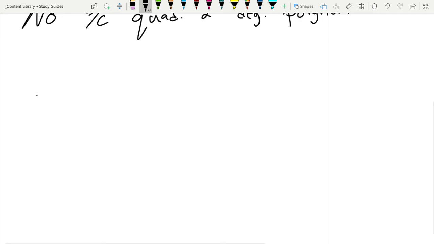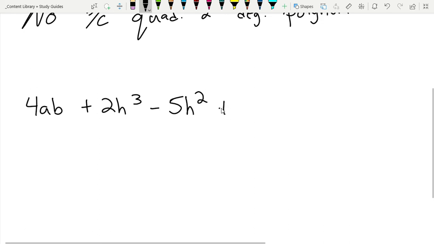So we distribute a positive 1, which would give you a 4ab plus a 2h to the third minus a 5h squared. Then we go to the second parentheses. There's a positive 1 in front of there as well, so we distribute the 1 in, which doesn't do anything. It just keeps everything the same because you're distributing a positive. So now we look for like terms.